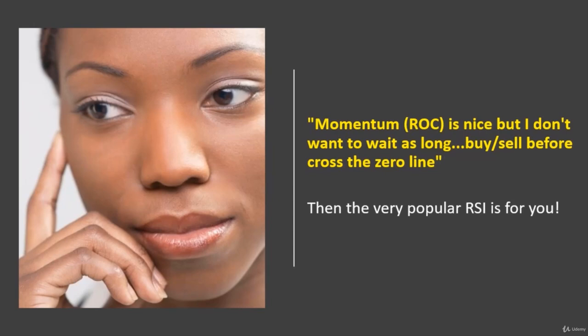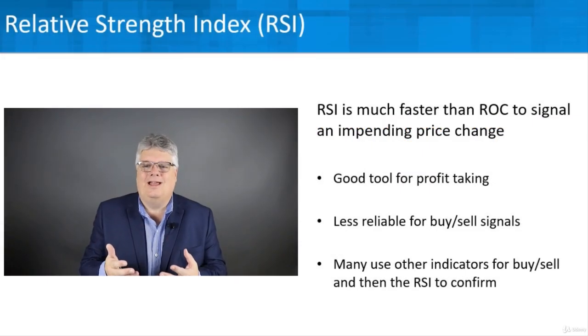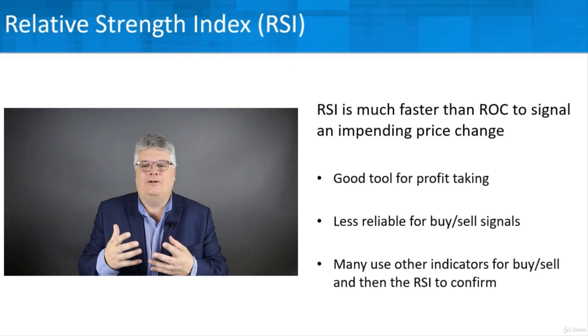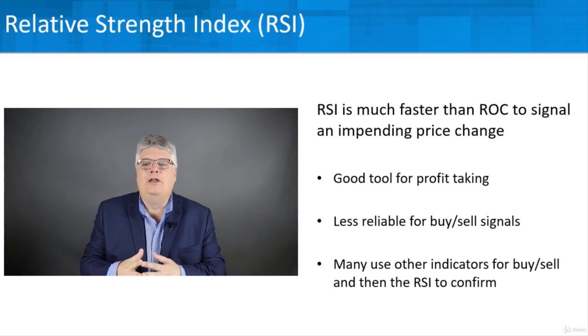All right, well, you may be actually saying to yourself something like, Steve, momentum or rate of change is nice, but I don't want to wait as long to buy or sell before it crosses the zero line. I want to kind of get in there a little sooner. If that's true, then the very popular RSI is for you. So RSI, or Relative Strength Index, is a momentum indicator, and it's much faster than the rate of change or traditional momentum as a signal that an impending price change might be happening. So it's a good tool.